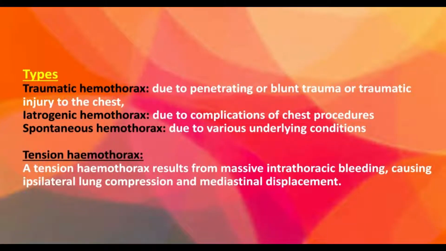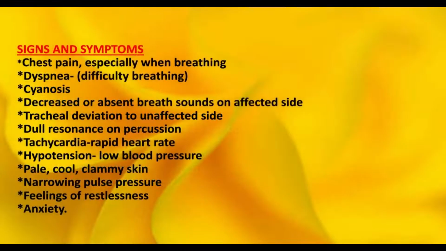Types: traumatic hemothorax due to penetrating or blunt trauma or traumatic injury to the chest, iatrogenic hemothorax due to complications of chest procedures, spontaneous hemothorax due to various underlying conditions, and tension hemothorax, which results from massive intrathoracic bleeding causing ipsilateral lung compression and mediastinal displacement.